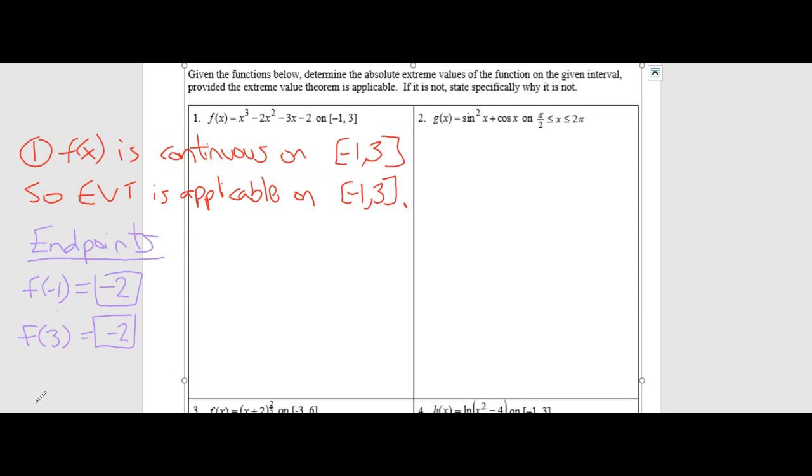Now we also need to see if there's any points where the derivative is equal to 0 or where it's undefined. So I need to take the derivative of f of x. So f prime of x is equal to 3x squared minus 4x minus 3. And looking at this now, this would be a calculator problem because the values at which the derivative is equal to 0 are not integers, so they would expect you to use a calculator. We need to check out where this derivative is undefined, which is never because it's a polynomial function. And then we need to check where it's equal to 0. So I'm going to set it equal to 0.